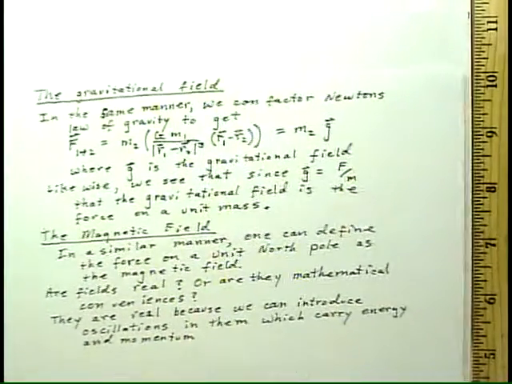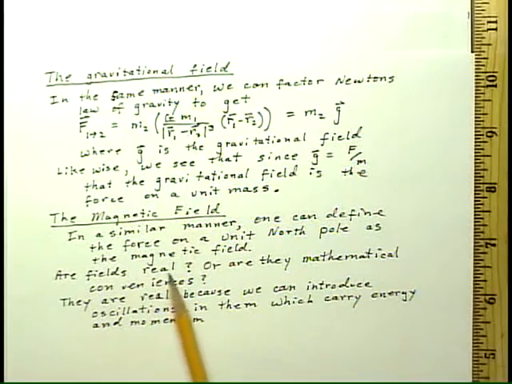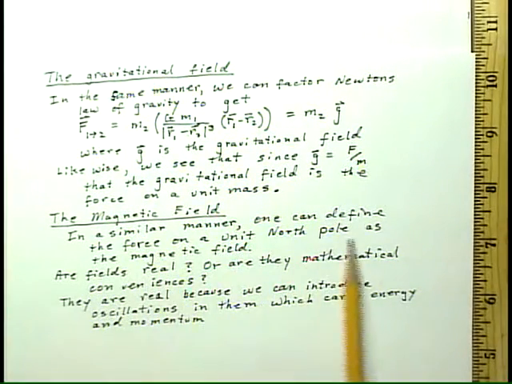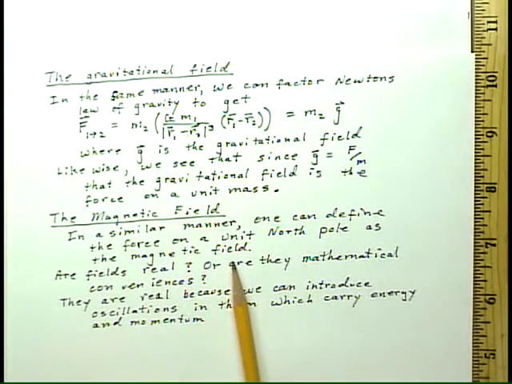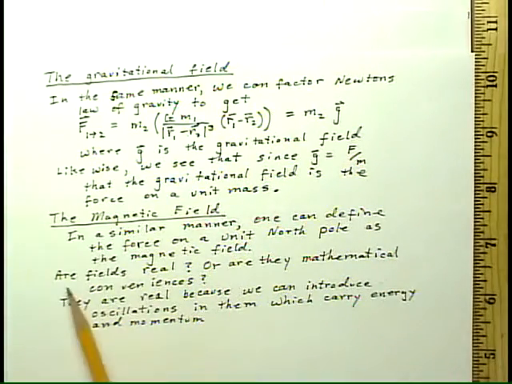In a similar vein, one can define the magnetic field as the force on a unit north pole, although that's a little bit more ambiguous. Again, we can say, are these fields real or are they mathematical conveniences? They are real because we can introduce oscillations in these fields which carry energy and momenta. That is true of not just the electric and the magnetic fields, but also the gravitational fields.